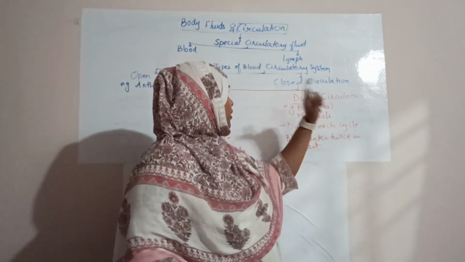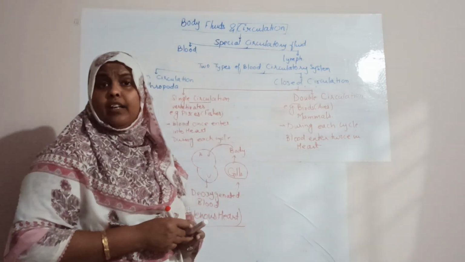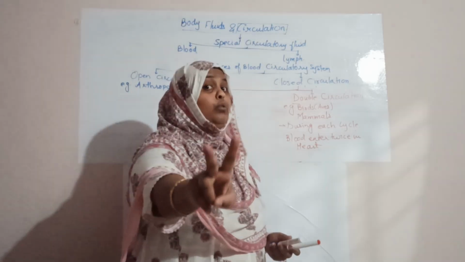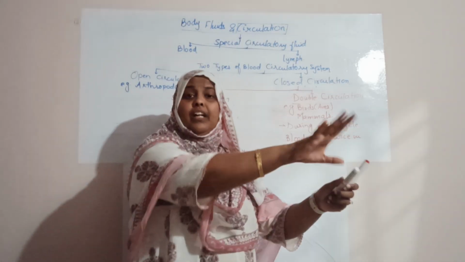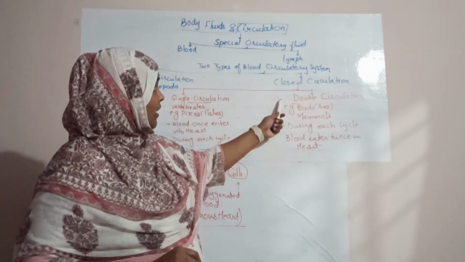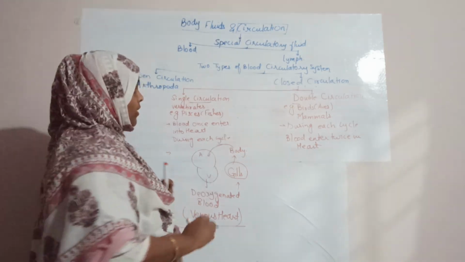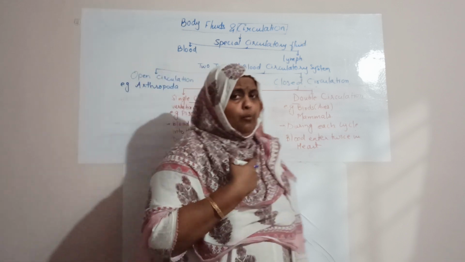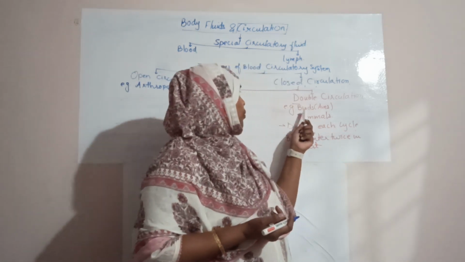Okay, next we are doing double circulation. Double circulation means during each cycle, the same blood enters twice. Okay, during the same cycle, the blood enters twice. This is known as double circulation. So what is the best example of double circulation? Yes, the human body.